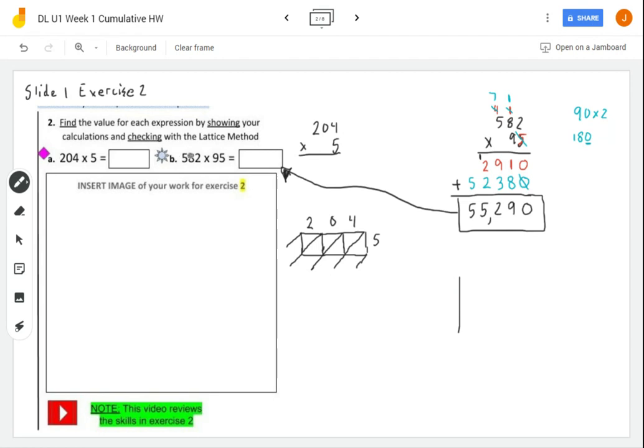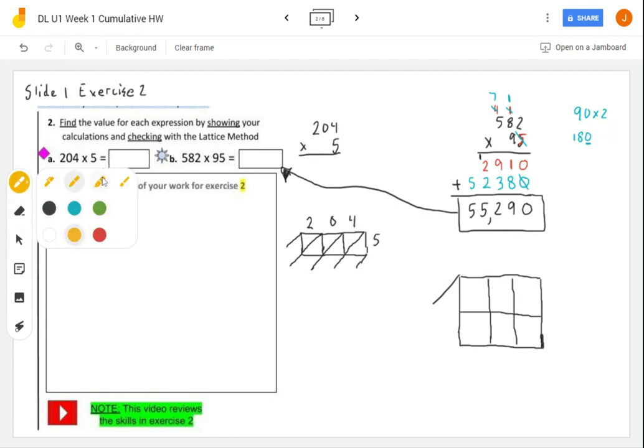So again, I look at the digits. There's 1, 2, 3, so it's going to be 3 long. This time it's 1, 2, so it's 2 tall. So 3 going along the top and 2 going along the side. And then I'm going to draw my diagonals. This time I'm going to draw the diagonals with a yellow highlight so you can see the dynamic of what happens.